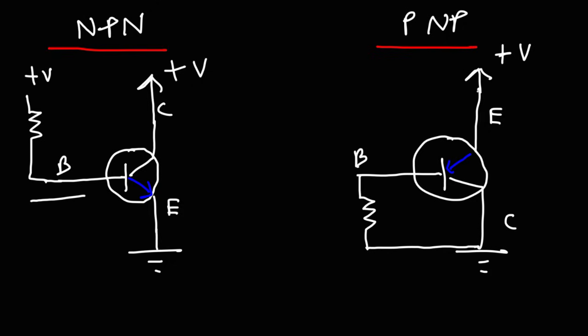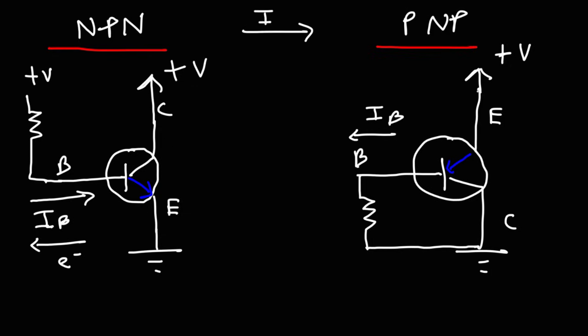Current flows into the base of an NPN transistor, whereas for a PNP transistor, it flows out from the base. Keep in mind, this is opposite to the direction of electron flow. Conventional current flows from a high potential to a low potential, but electrons flow from a low potential to a high potential. So just keep that in mind.